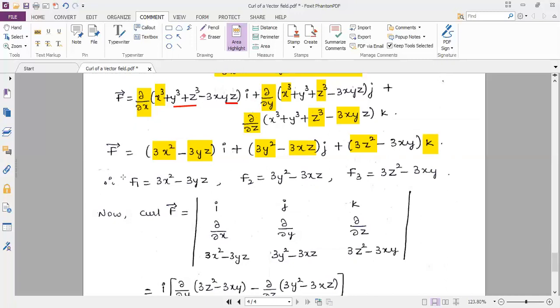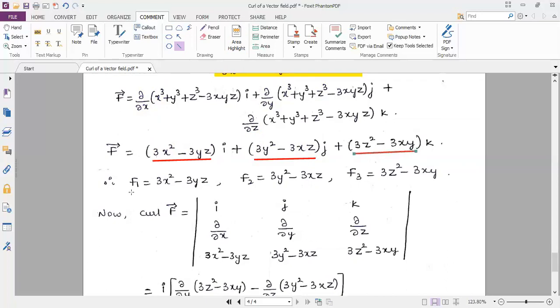Now from this expression for vector f, we observe that we have the components in the form f1 i + f2 j + f3 k. So writing down the expressions: f1 is equal to 3x² − 3yz, f2 is equal to 3y² − 3xz, f3 is equal to 3z² − 3xy. We will now perform the curl of vector f.